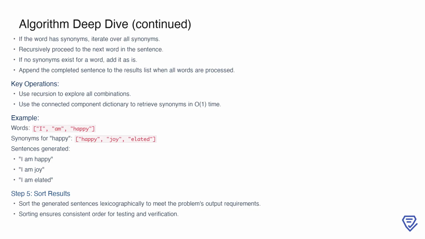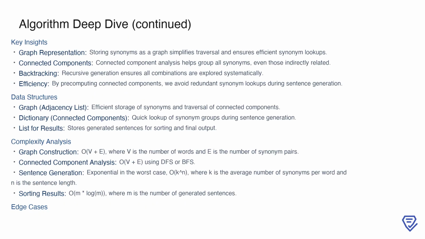The recursion ensures that we explore all combinations systematically. Additionally, by utilizing the pre-computed connected components, we can retrieve synonyms in constant time, making this approach efficient. This algorithm incorporates several key insights to ensure correctness and efficiency. Representing synonyms as a graph simplifies traversal and makes synonym lookups efficient.